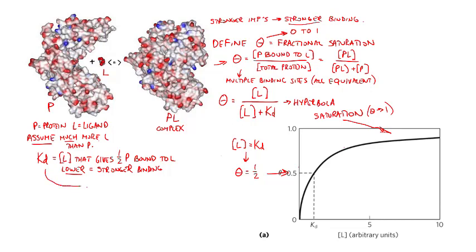If you prefer thermodynamics, there's a final relationship that I can give you. The standard delta G for binding is equal to RT natural log of KD. R is the gas constant, T is the temperature. If you have a low KD, then that's going to give you a more negative natural log, which is going to give you a lower delta G for binding, and therefore a stronger binding interaction.